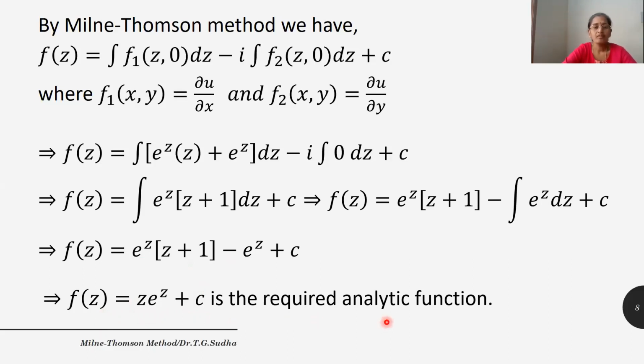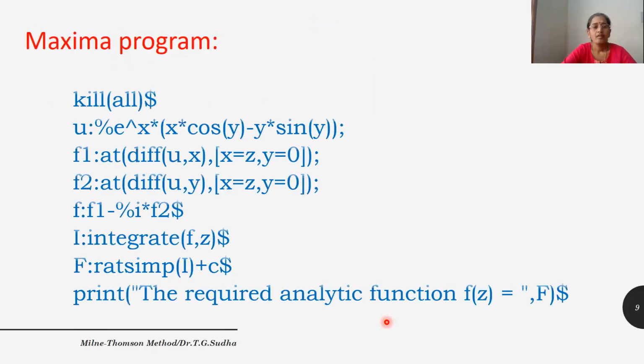Now let us see what is the maxima program for this example. So this is the maxima program. Kill all. This deletes all the user variables, arrays, functions and resets all the inbuilt functions to their default values. U is the real part given to us. So that you need to type it and the user variable is U here. So U colon percentage E cap x star cos of y minus y star sine of y.